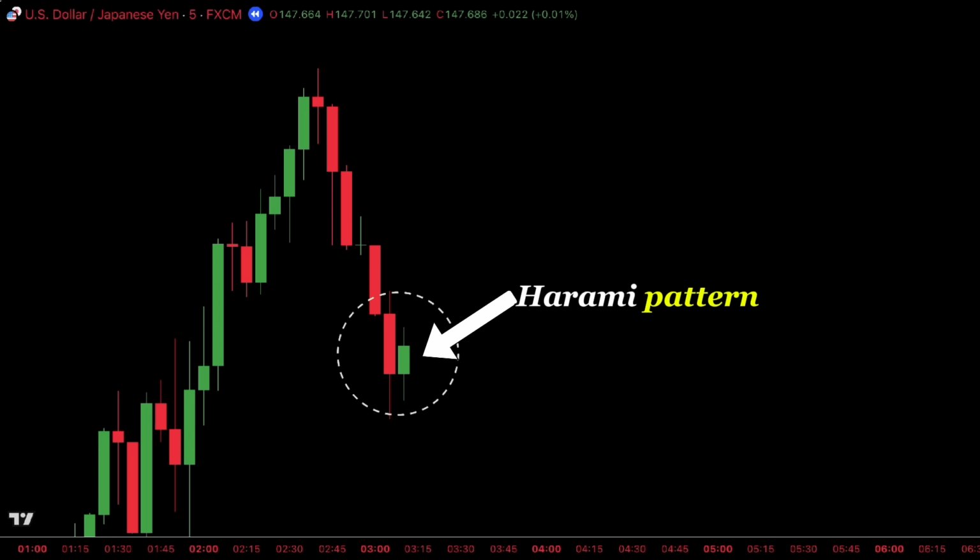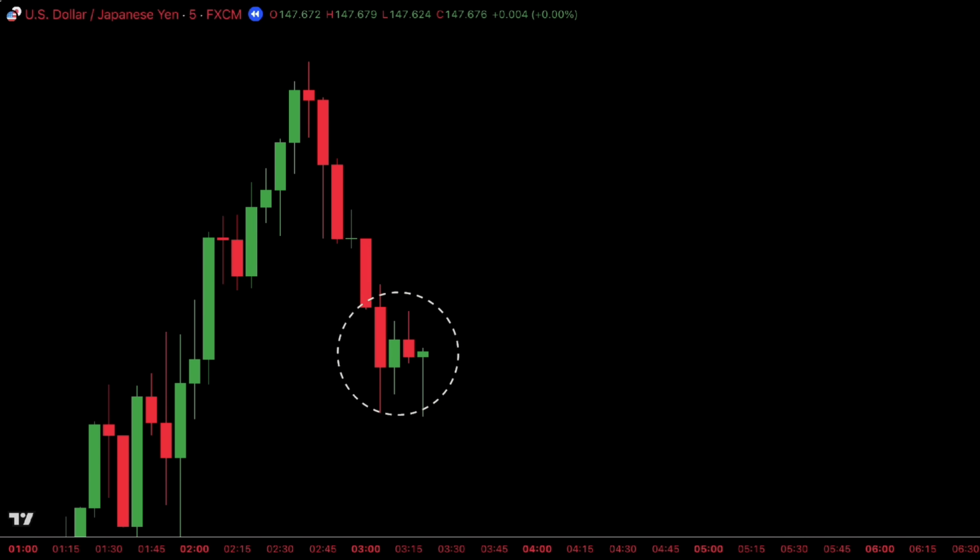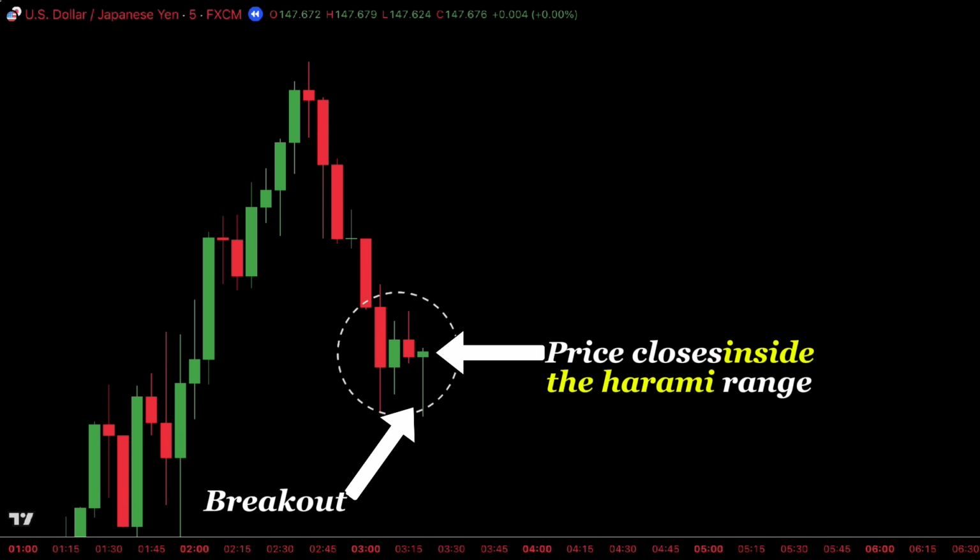Now watch what happens next. The next candle remains within the harami range, and the following candle breaks below it. At first, this looks like a continuation signal, suggesting that the market will continue moving downward. But before the candle closes, something important happens. The price moves back up and closes inside the harami range again. This is a clear false breakout, and this is exactly what defines a fakey setup.